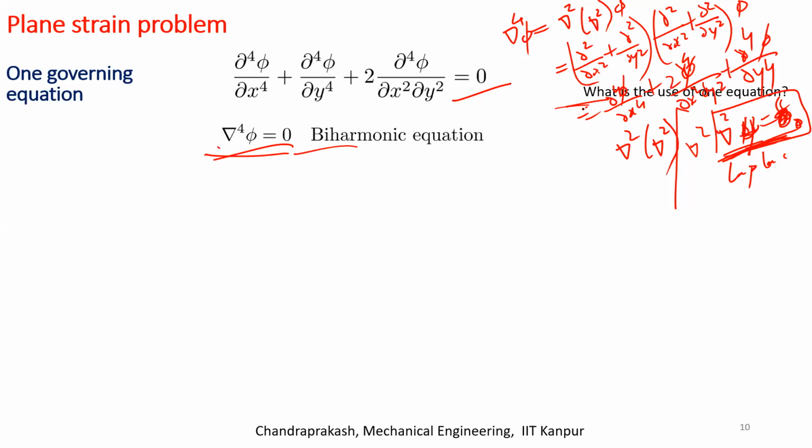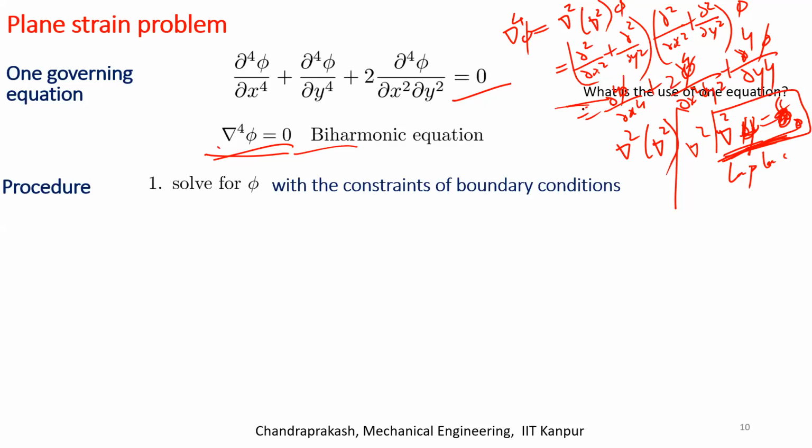So what is the use? You solve for phi. How do you solve? There are various ways. That is what we will see from maybe 3 lectures from now. You have one equation, you solve that partial differential equation with the boundary conditions. How do you get the boundary conditions? Boundary conditions are defined based on the problem. The domain equation does not change. Boundary conditions change from problem to problem, right?